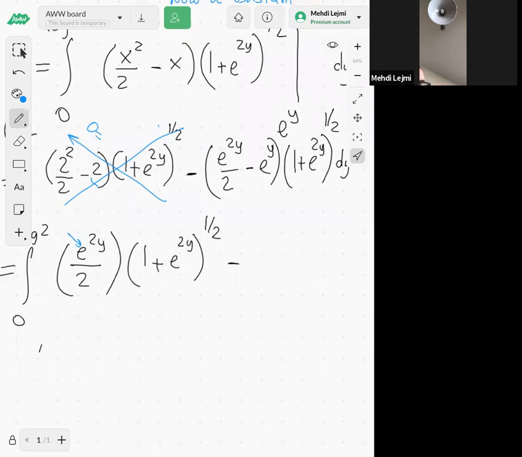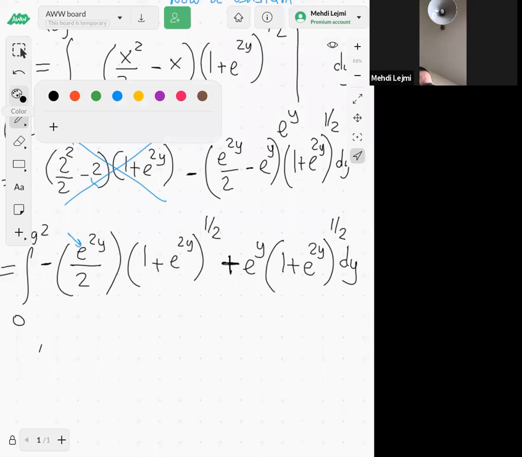Minus, sorry, I forgot there's a minus here. There's this minus here, and then plus that's e to the y, and this is also another good news because you're going to have this exponential outside the square root, so then you can use the substitution to integrate, right? So this is 1 plus e to 2y to the power half dy. All right, so that will be equal to.